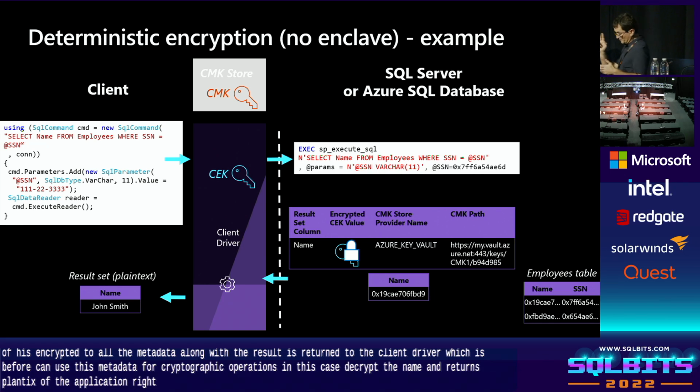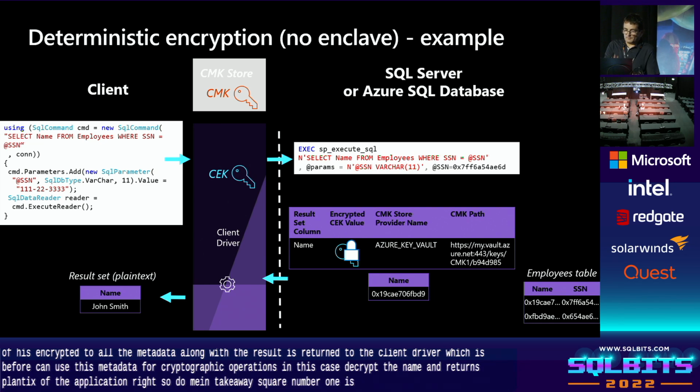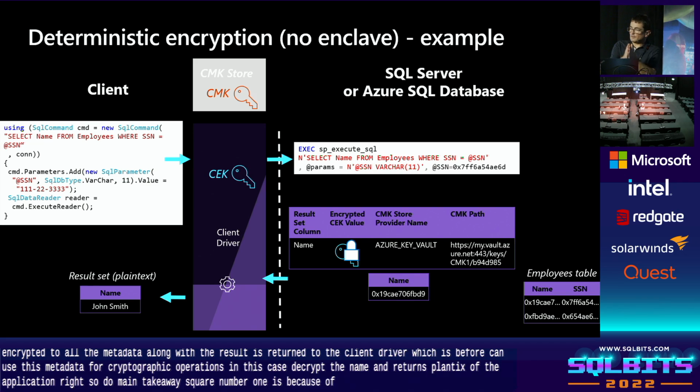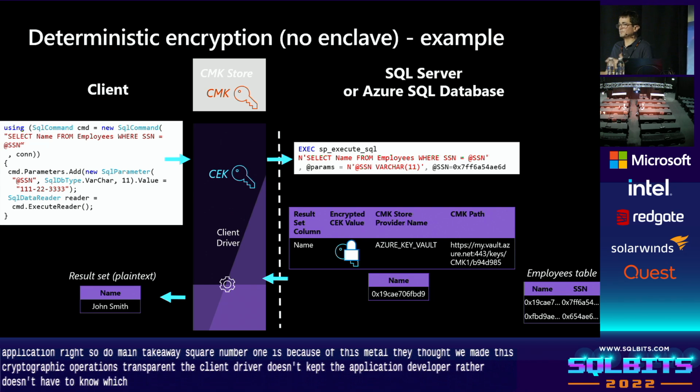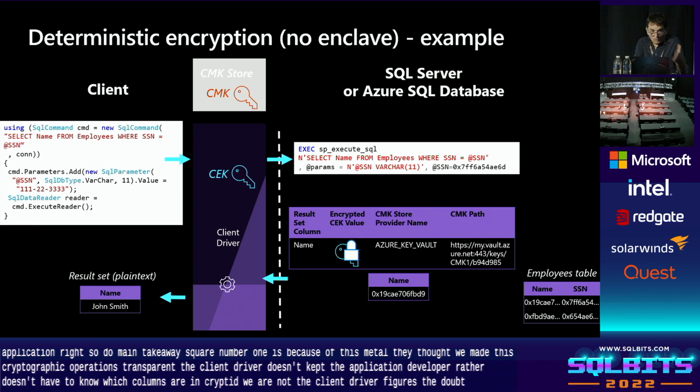So 2 main takeaways here. Number 1 is that because of this metadata, we make these cryptographic operations transparent. The application developer doesn't have to know which columns are encrypted and which are not. The client driver figures that out on behalf of the application.